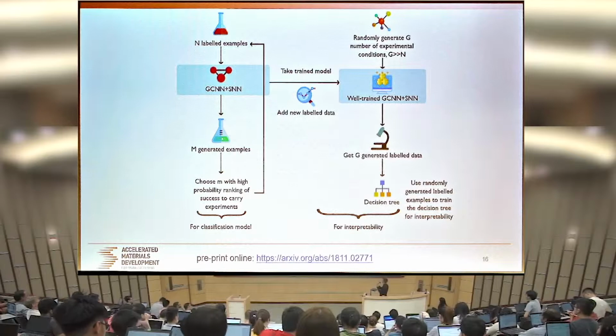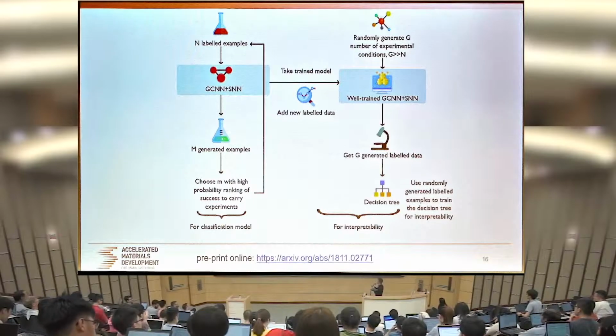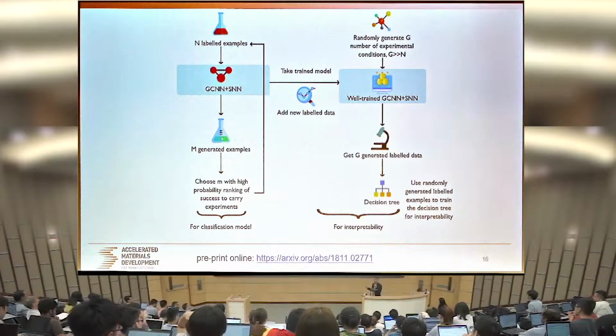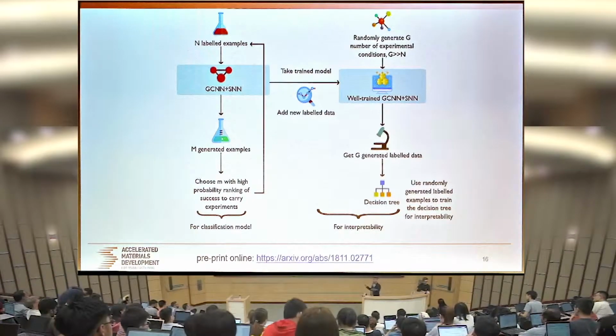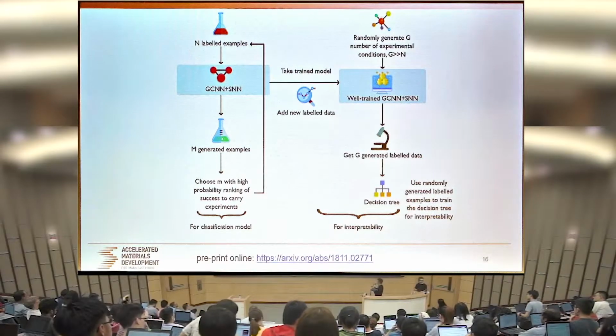So we take the well-trained GCNN plus SNN models, and with a randomly generated large number of different conditions, we are able to generate a large number of labeled data. Then we can train a decision tree. The decision tree cannot be trained by 54 examples, but if we generate a large number of labeled data, we are able to do that. The decision tree is aimed to rank all the features, the important factors, in a sequence of importance, so that we can know which kind of factors may be quite important in these complex chemical reactions.